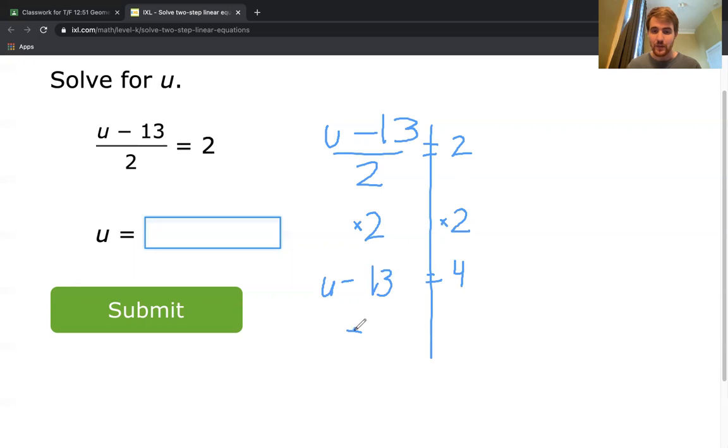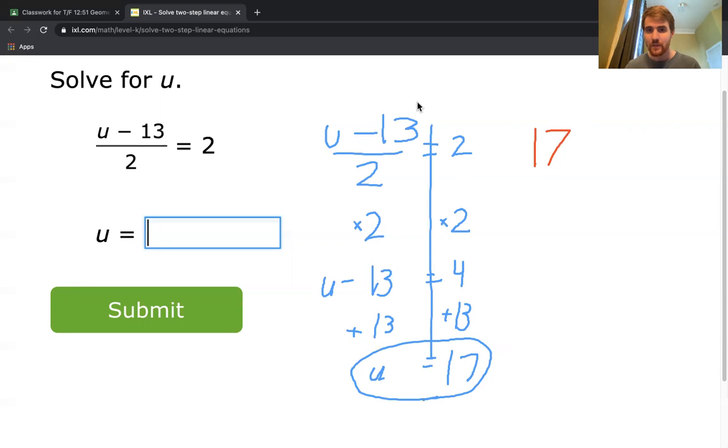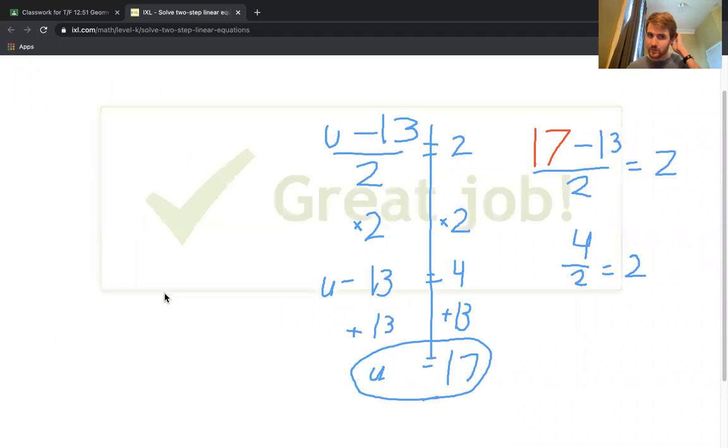Now we just have to add 13 to cancel out the minus 13. This is going to leave us with just u equals 17. We can check our answer by plugging back in. 17 minus 13 divided by 2 equals 2. 17 minus 13 is 4. 4 divided by 2 equals 2, and that is correct. 2 equals 2. So we know we did it correctly. We know that 17 is the correct answer.